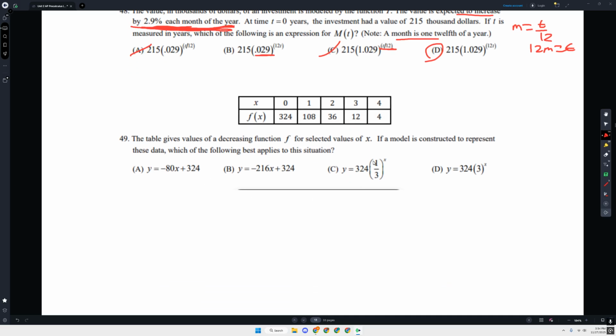For 49, you're going down by 3 each time, so you're dividing by 3 each time. And you're increasing by a value of 1 each time. Which means you would be C, because this would be our common ratio of 1/3, and we would be starting at 324.